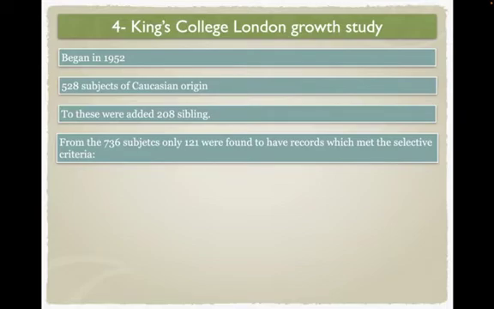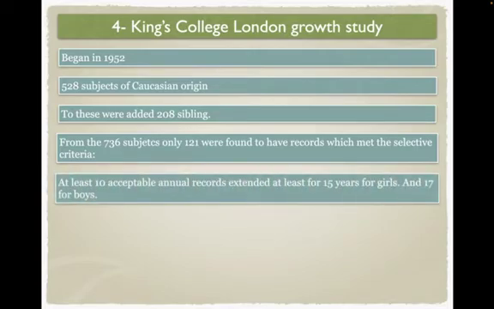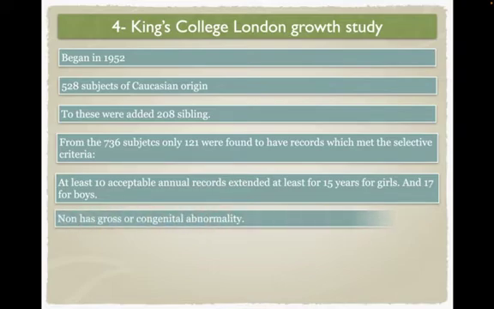They said, okay, we need this set of records to accept a patient in the study. They said at least 10 acceptable annual records extended for at least 15 years for girls and 17 years for boys. That's the inclusion criteria. So they need 10 acceptable annual records over at least 15 years for girls and at least 17 years for boys. They go for 15 years because of the nature of the hospital, it's a public hospital, and they take records regularly for their patients. So they went there and checked these records until they came up with 121 patients.